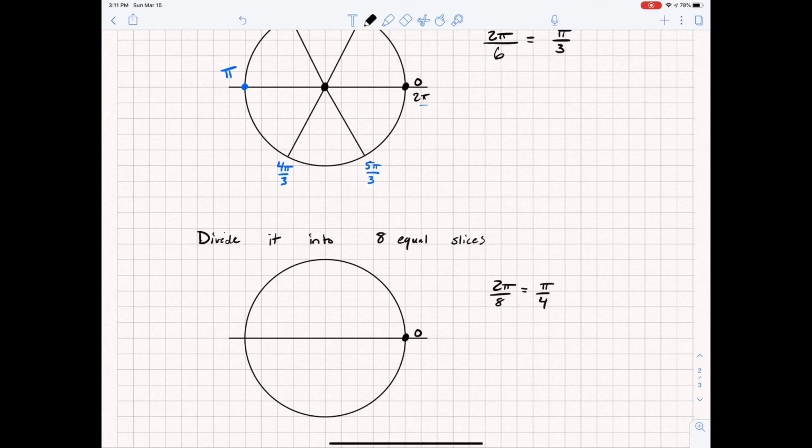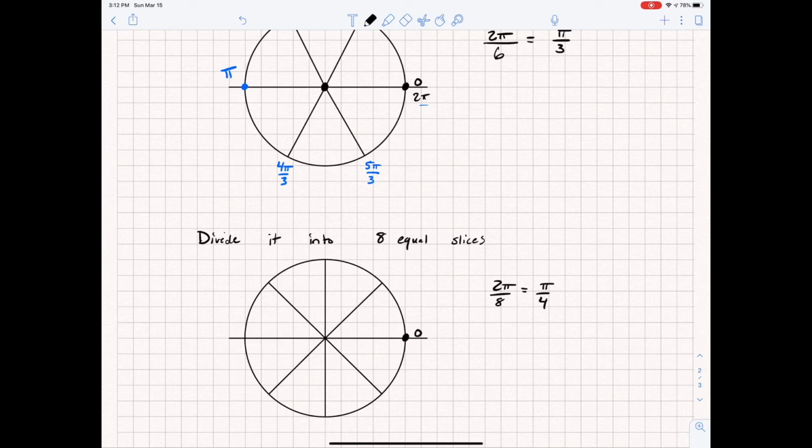And so I'm going to go through and mark those off. 8 equal slices means 4 slices up top and 4 slices on the bottom. What's really nice about this is that it is essentially taking my circle that had 4 equal slices and then dividing each of these in half to give me the perfect quarter slice on each one, here and here. So now I have 8 equal slices.